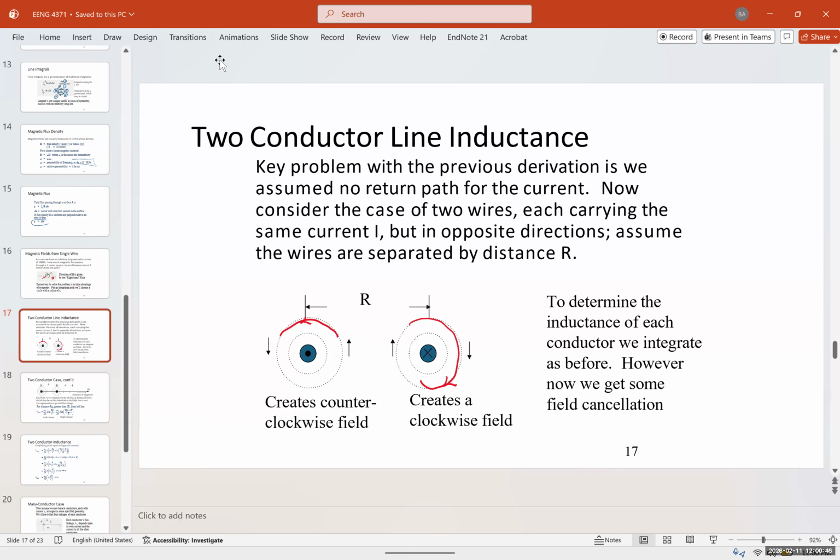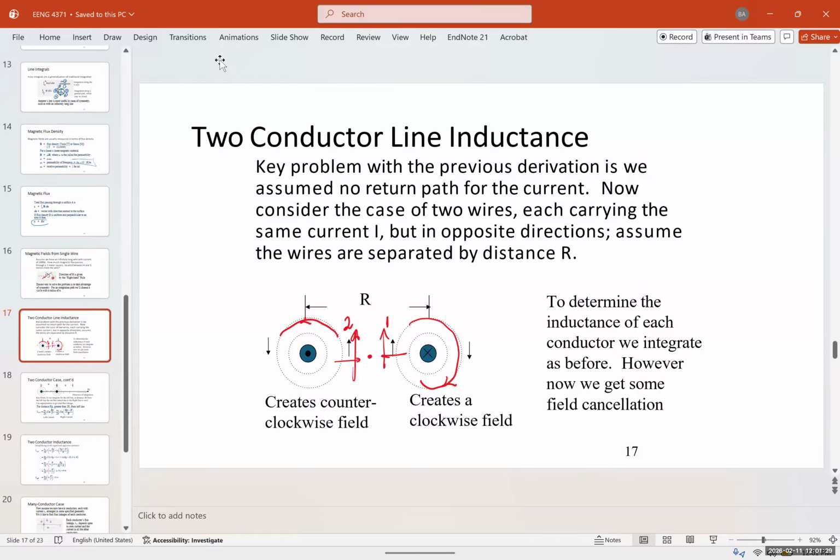Now, what happens in between is you're going to have the magnetic field from the one on the right going upwards, and the magnetic field from the left one is going also upwards. So if I want to measure the magnetic field here, I have one from the first one and the other one from the second one. So if they have the same current and this distance is also the same, you're going to double the magnetic field that you have between them. Now, if both of them are going outwards, they have the same current, the same distance, you're going to cancel them out, okay? To determine the inductance of each conductor, we integrate as before.